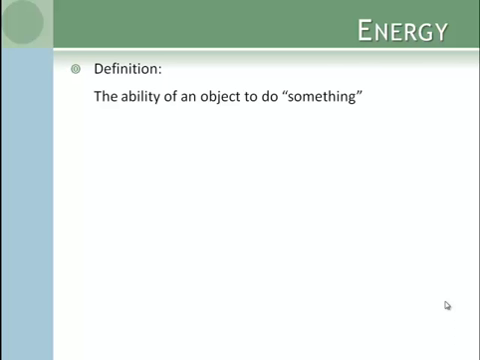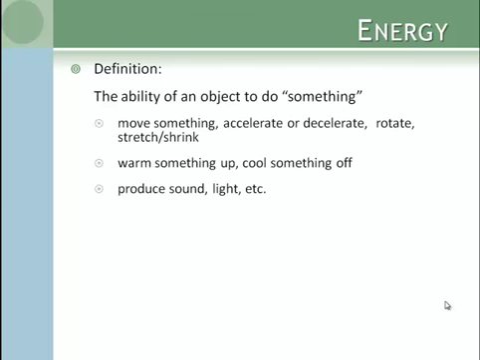One might be an object's ability to do something, and I'll put that something in quotes. It could take a lot of different forms. This something could be to move something, or to accelerate or decelerate something, to rotate something, to stretch or shrink, to warm something up or cool something off, to produce sound or light. In short, this something usually has a name. We call it work, and we'll define that specifically in just a moment.